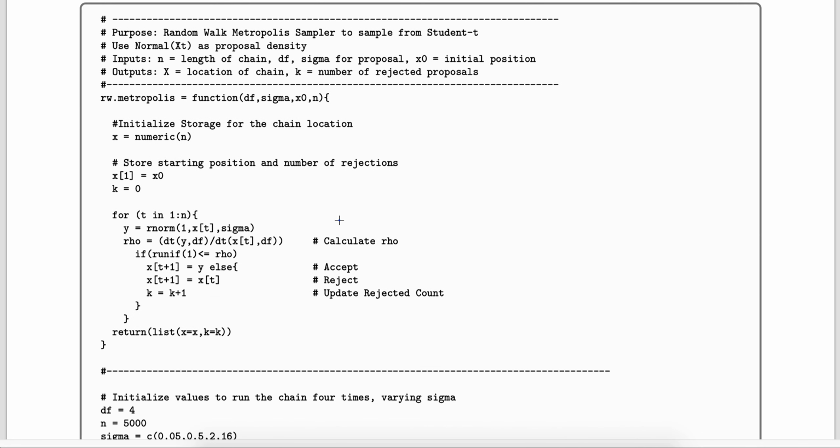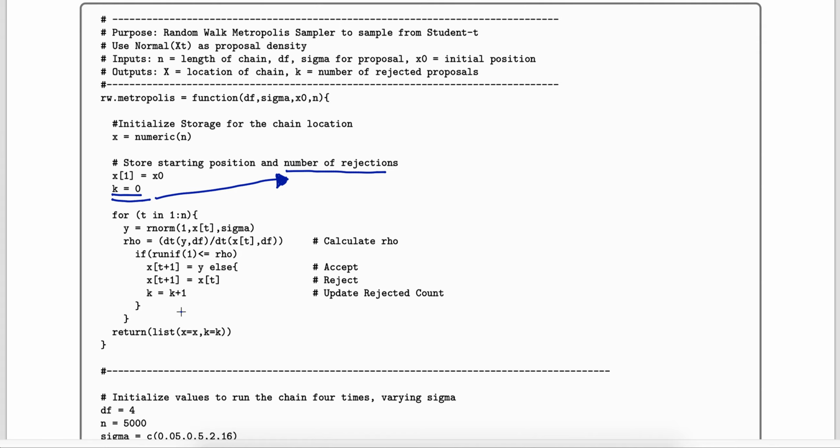The actual function itself should look pretty familiar from our previous example. We need to initialize storage for our chain. Our inputs: we need the degrees of freedom for our t distribution, sigma, since I want to explore what happens when I use different values of sigma, our initial position, and how long we're going to run the chain. Also, something different here, I'm going to create a variable k and keep track of how many times I reject my proposed value. We're going to explore the effects of sigma: am I taking big steps or small steps on the number of rejections?